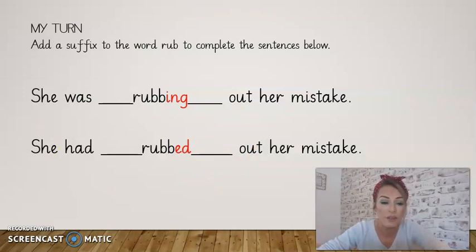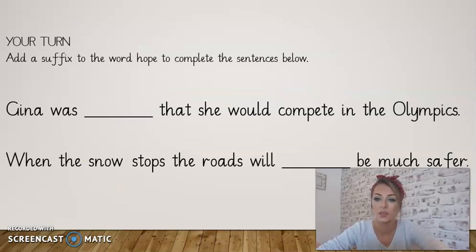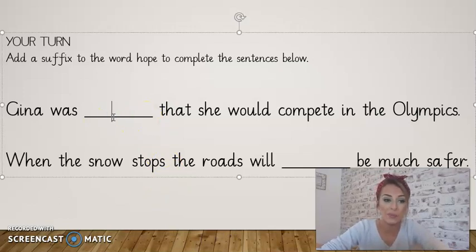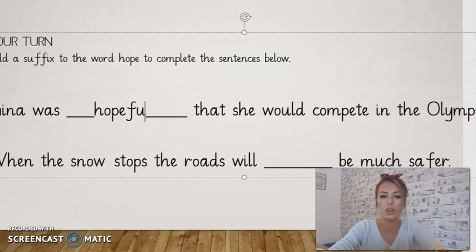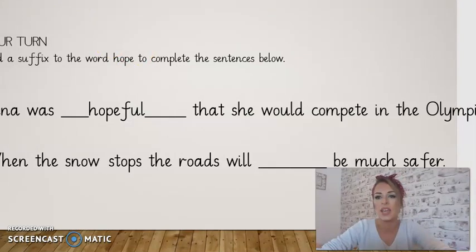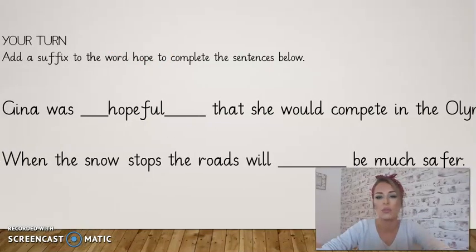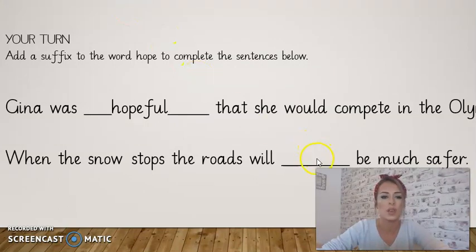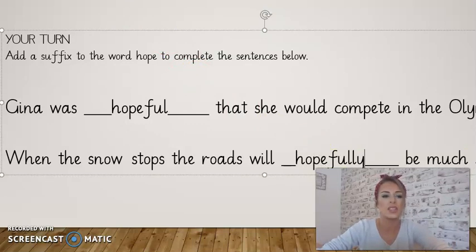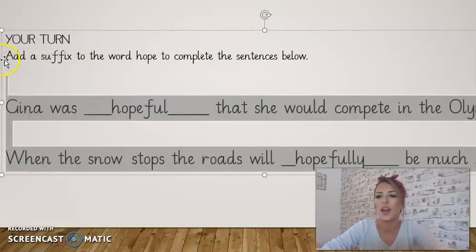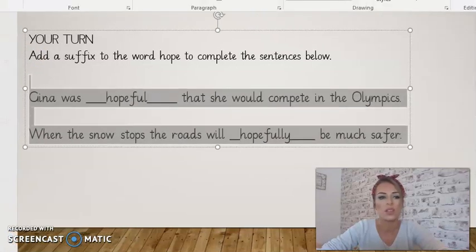So I'm going to give you a question now, very, very similar. I want you to have a go. Okay, so I'm going to give you the answers. If you haven't written them down yet, just pause the video again. So Gina was hopeful that she would compete in the Olympics. Hopeful. When the snow stops, the roads will hopefully be much safer. So those are the 2 answers that you should have got there. Well done if you managed to get those.